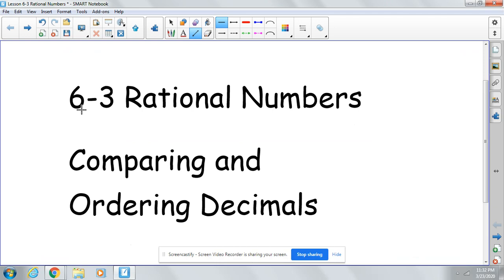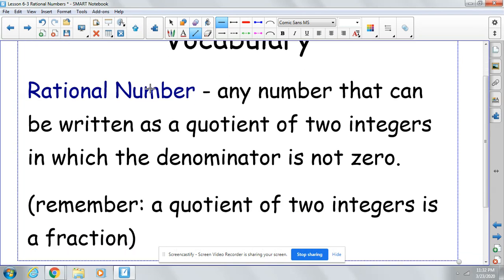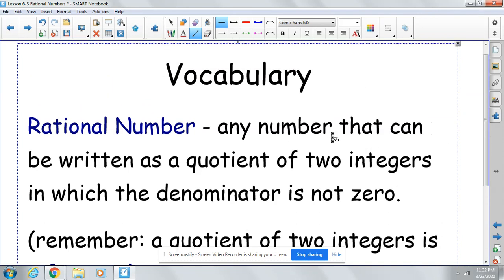This is 6-3. We're still talking about rational numbers. And today we are specifically comparing and ordering decimals. So first things first, we haven't really got to talk about what a rational number is yet. A rational number is any number that can be written as a quotient of two integers in which the denominator is not zero. Again, you can't have zero as your denominator. It's not possible to divide by zero.